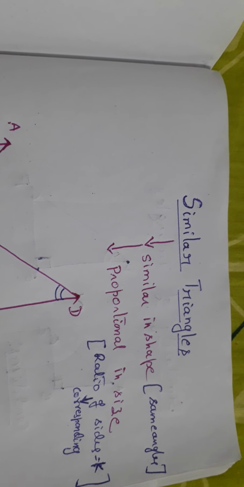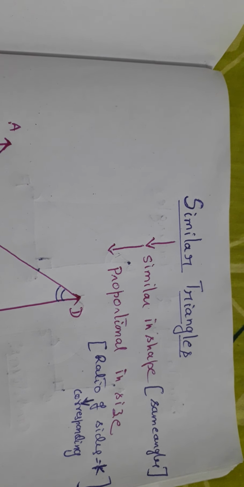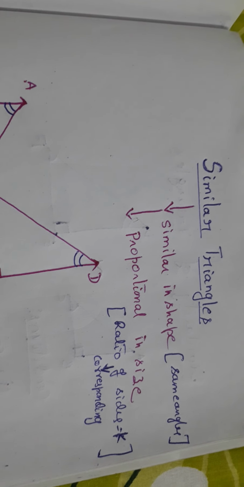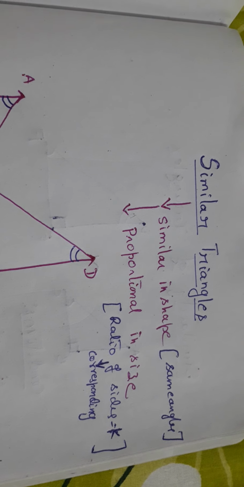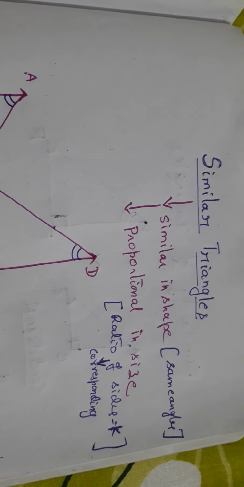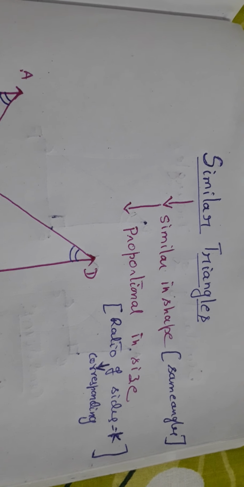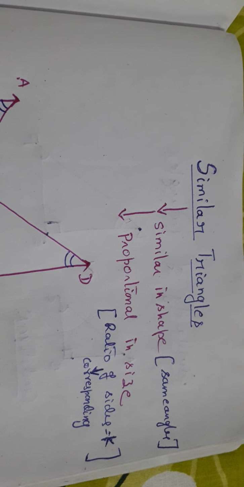So whenever any geometrical figures are of same shape but are of different sizes, right? Same shape but of different sizes, then we call them similar figures. And now here we are talking about similar triangles. So when we say triangles similar in shape, that means shape should be same.